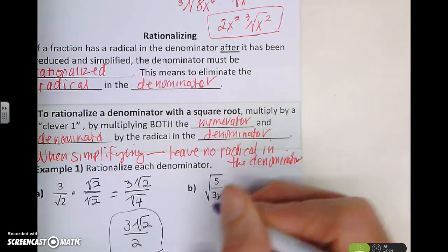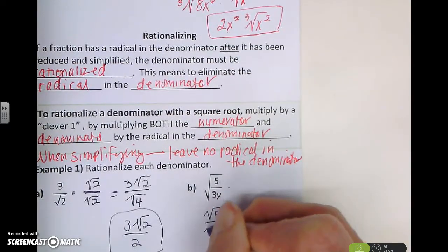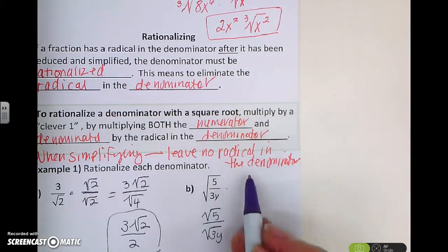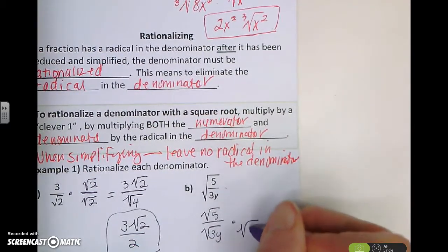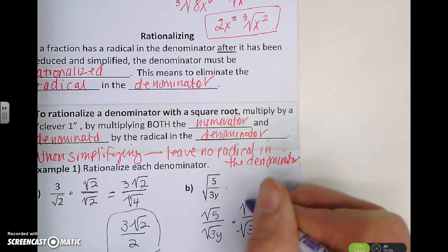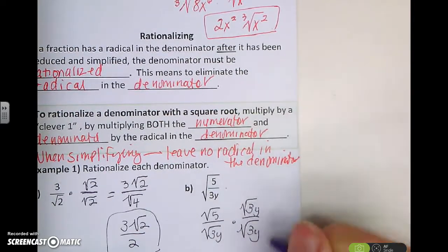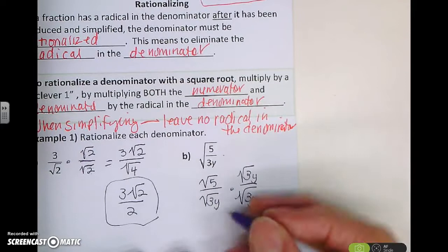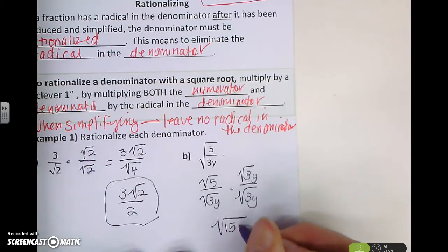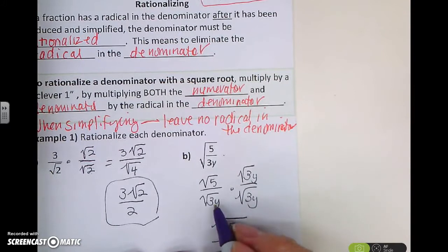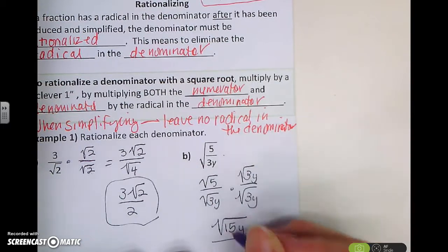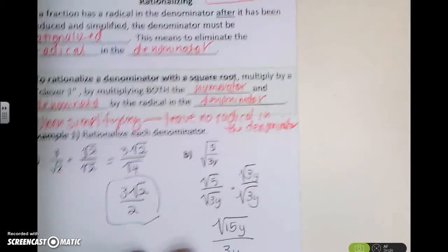Example B, again, I have a fraction, and I can't reduce it. So I might consider this then to be the square root of 5 over the square root of 3y. So separate them. Now I've got a radical in the denominator, and I know I can't leave a radical, so I'm going to multiply it by itself, do the clever one, and do the same thing in the numerator. Now this time both the 5 and the 3y are on the inside. So when I multiply, I'm going to get radical 15y, divided by radical 3y times radical 3y, which would be radical 9y squared, which simplifies to 3y.